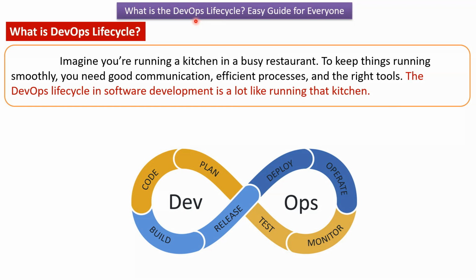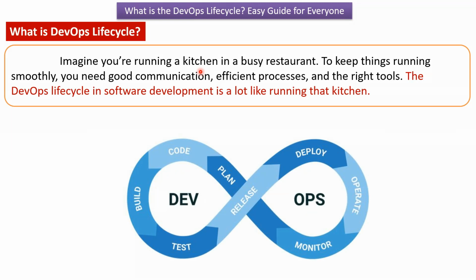In this video tutorial, I will explain what the DevOps lifecycle is. Imagine you are running a kitchen in a busy restaurant. To keep things running smoothly, you need good communication, efficient processes, and the right tools. The DevOps lifecycle in software development is a lot like running that kitchen.